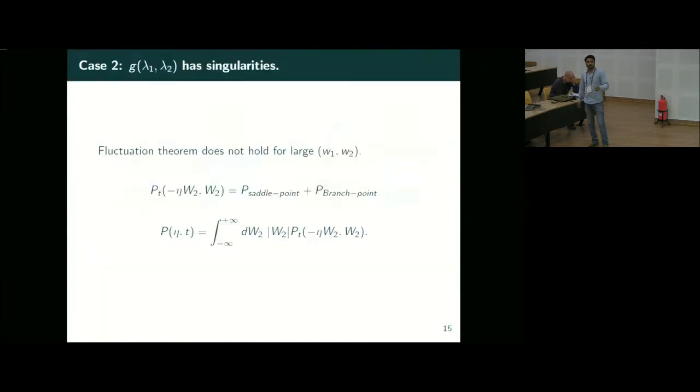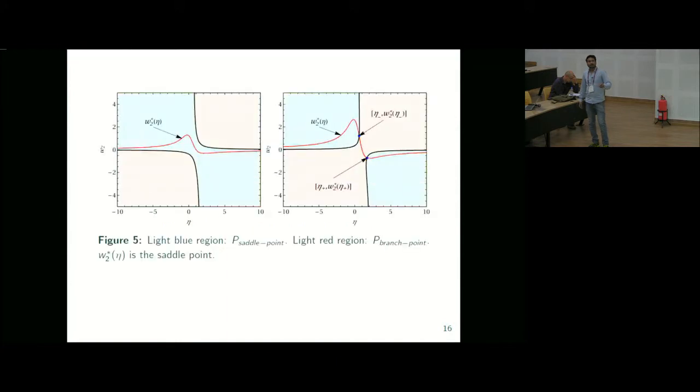Okay. So I have to do this integral, the saddle point integration. The saddle point will be in the W2, η plane. So I calculate the saddle point and plotted it in the W2, η plane. It shows that this red region is the branch point region and the blue is the saddle point region in both cases. If there is no singularity, the red region will not be there, so the saddle point will lie only in the blue region. So I don't need to care about the branch point contribution.